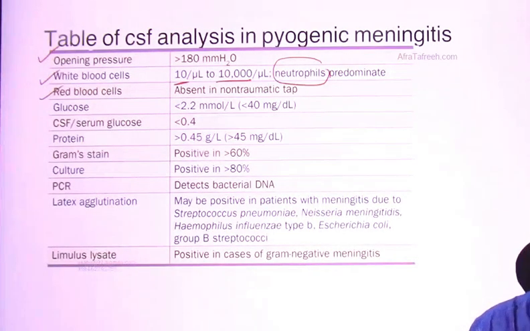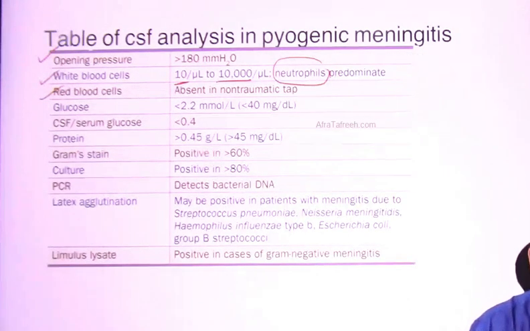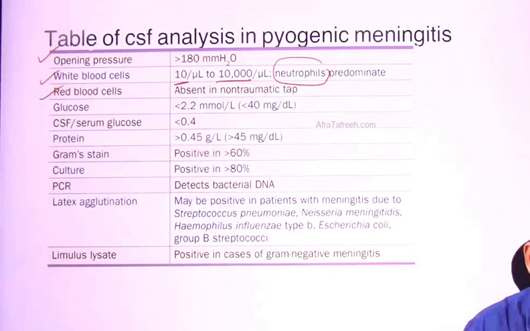Then the red blood cells. Obviously if you are a trained one, you will not be having any RBCs. If you are untrained or a fresh intern told to do the lumbar puncture, a lot of RBCs will be seen, because you will do a traumatic tap for sure in the starting. And don't be ashamed of it, everybody does it.